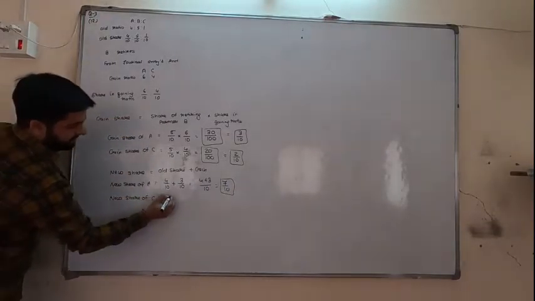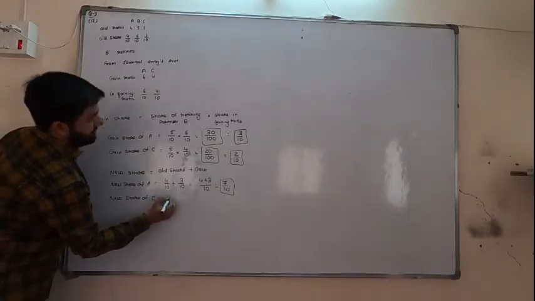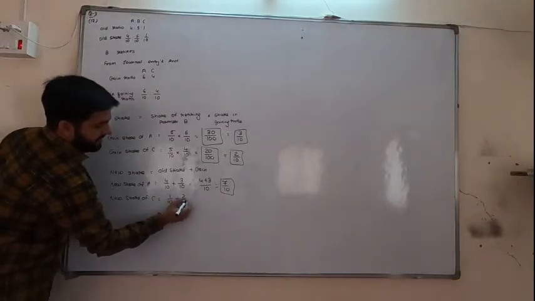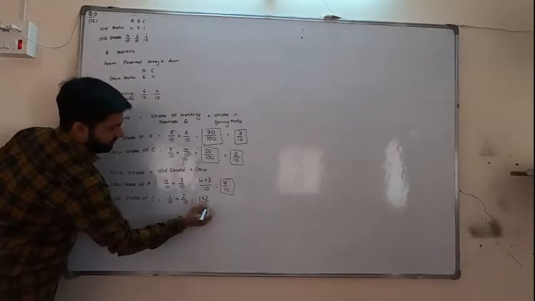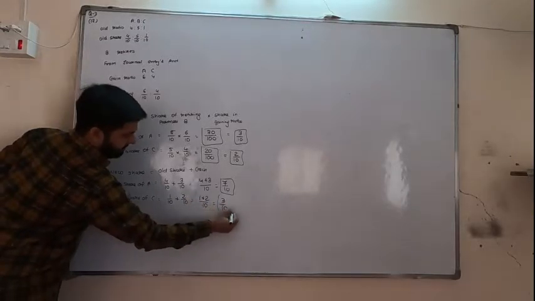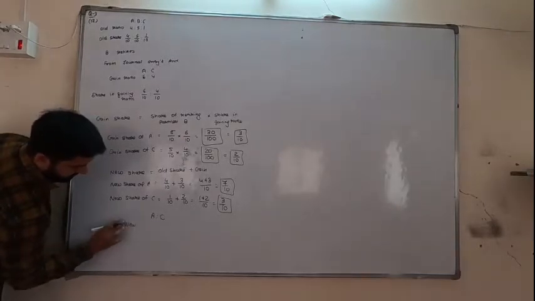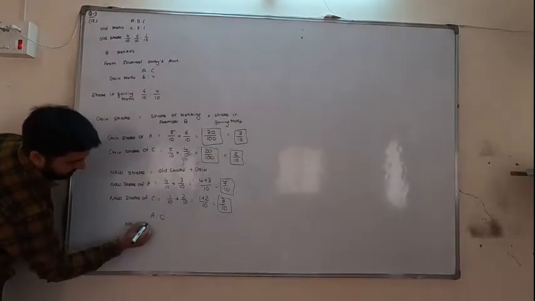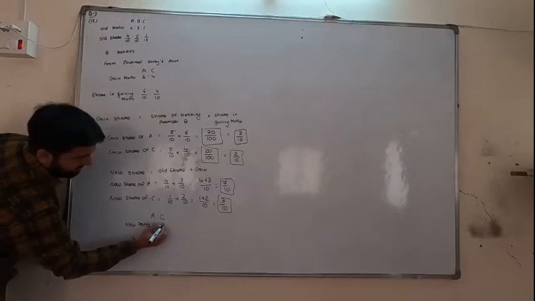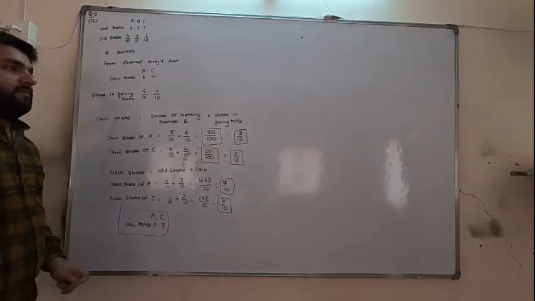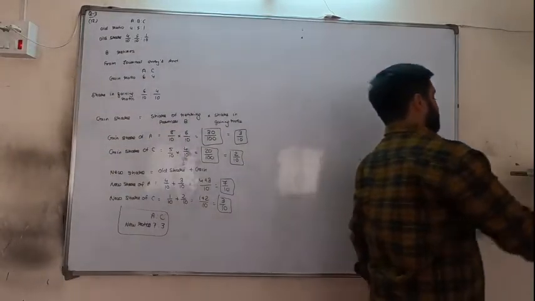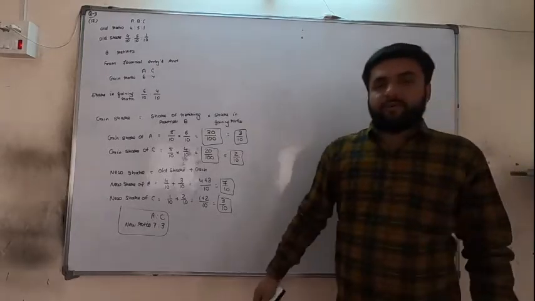New share of C: old share of C is 1/10, gain is 2/10. So 1 plus 2/10 is 3/10. So A is to C, the new ratio is directly 7:3. Sum is over. Case is also over, sum is also over.